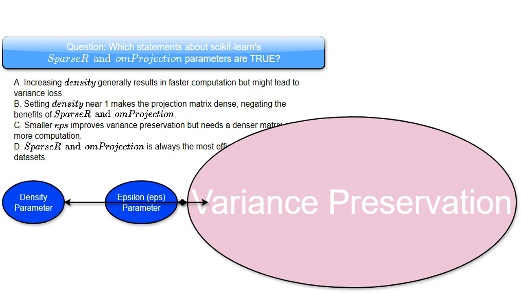Variance preservation refers to how well your dimensionality reduction technique maintains the spread or variability of your data after reducing the number of features. You want to preserve as much of the original variance as possible to avoid losing important information in your data. Both density and EPS affect how well this is done.